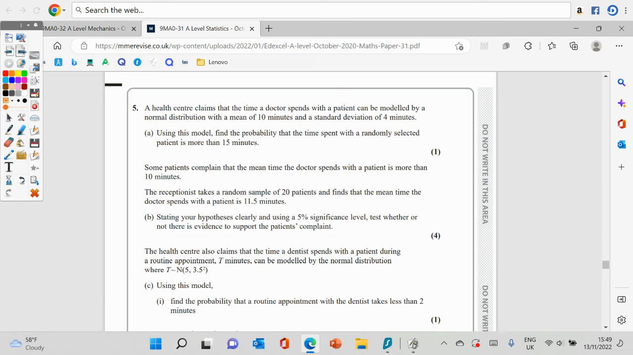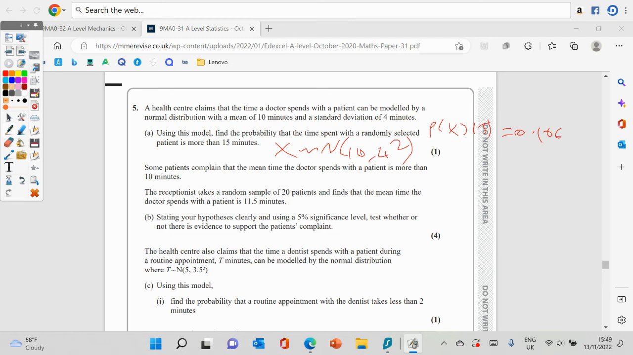So, fairly straightforward. We can set up a normal distribution. X follows a normal distribution, N(10, 4 squared). Now we want the probability that X is bigger than 15. To do that, I can jump straight on the calculator, and I get 0.106.